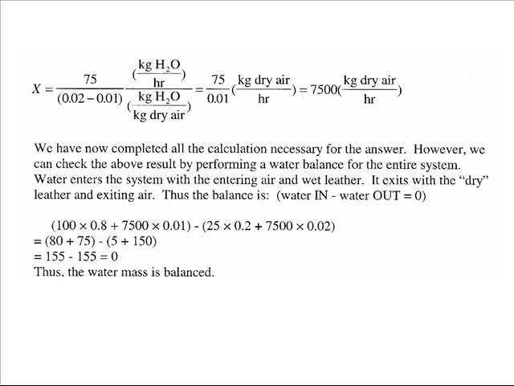When you go ahead and start to solve that and start to cancel out some of the units on the numerator and the denominator, you have 75 divided by 0.01 kilograms of dry air per hour, which is equal to 7,500 kilograms of dry air per hour, which solves the equation that we have. Going back to the book, we have now completed all the calculation necessary for the answer.